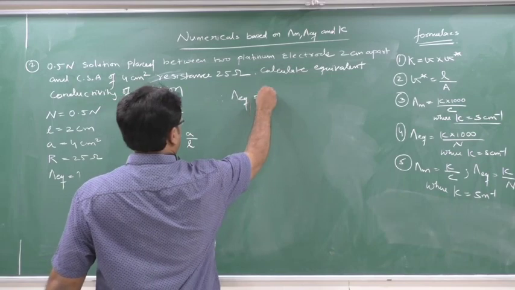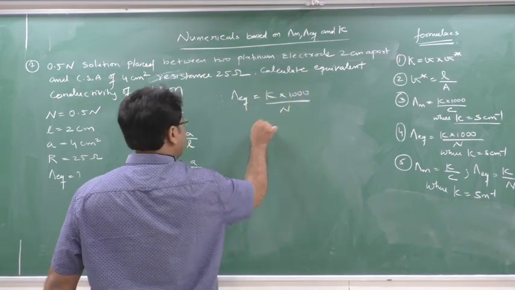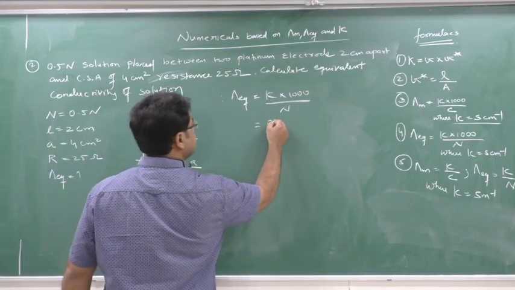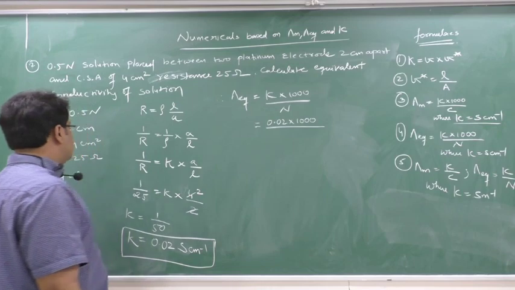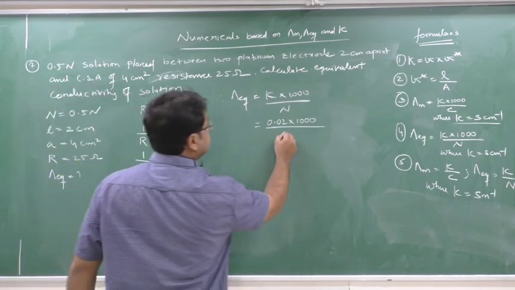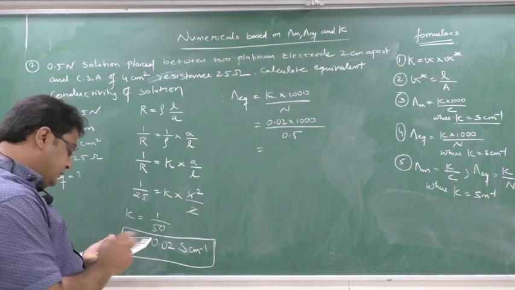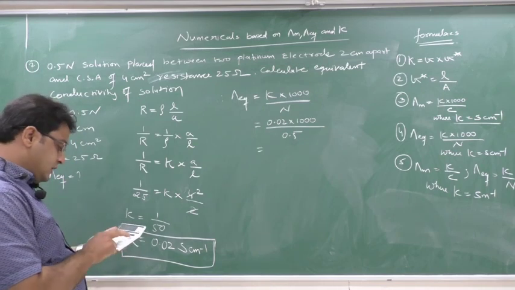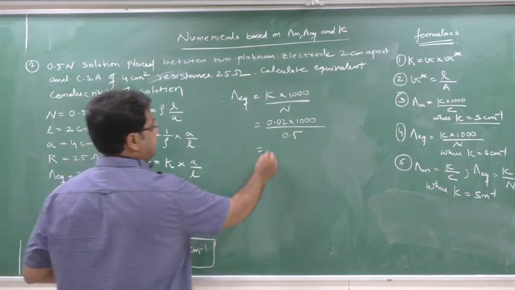Therefore lambda EQ equal to K into 1000 upon N. So K how much I have? I have 0.02 into 1000 divided by N. N is how much? 0.5. So if I calculate this, 0.02 into 1000 divided by 0.5, I get the answer as 40.